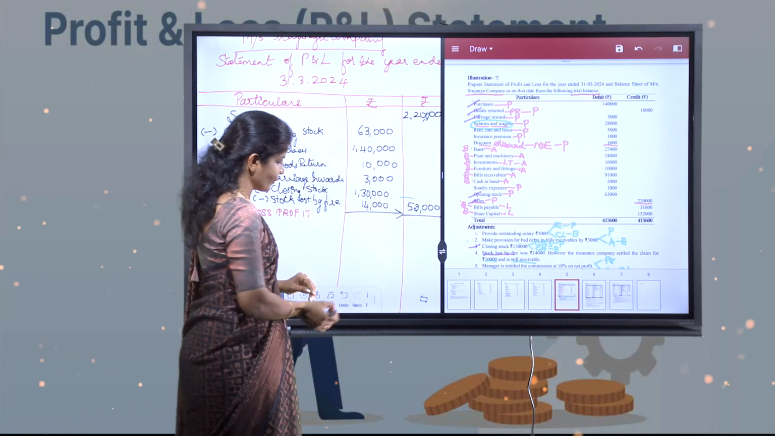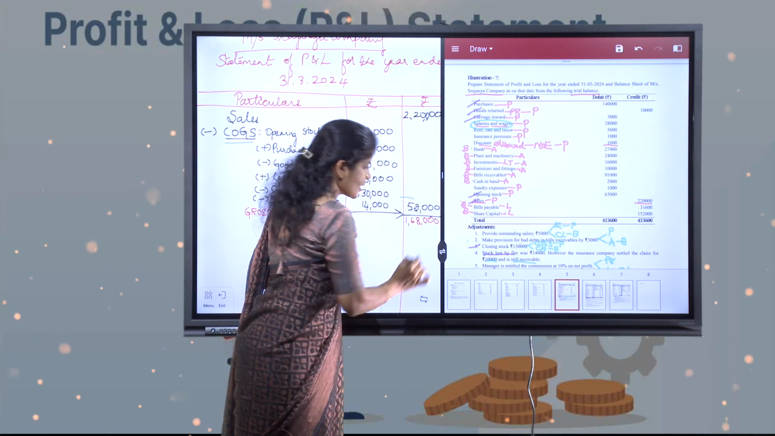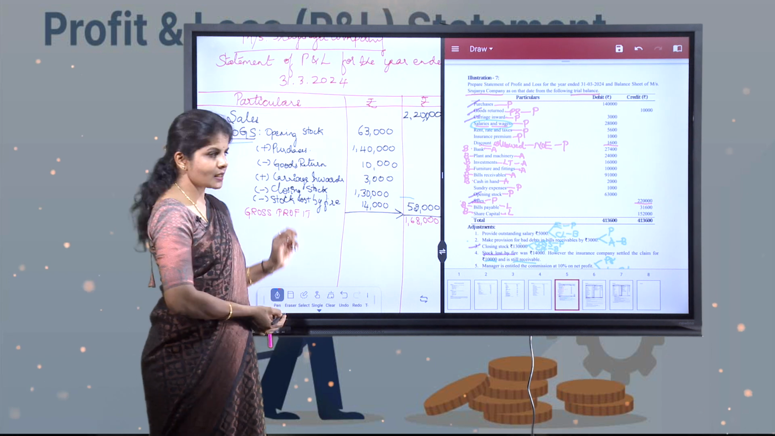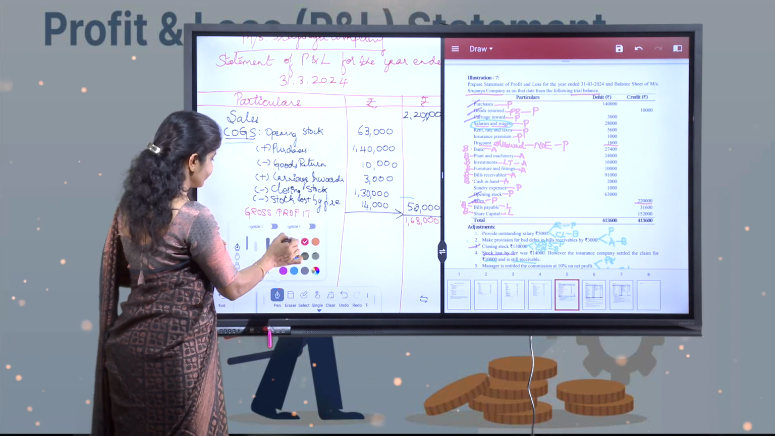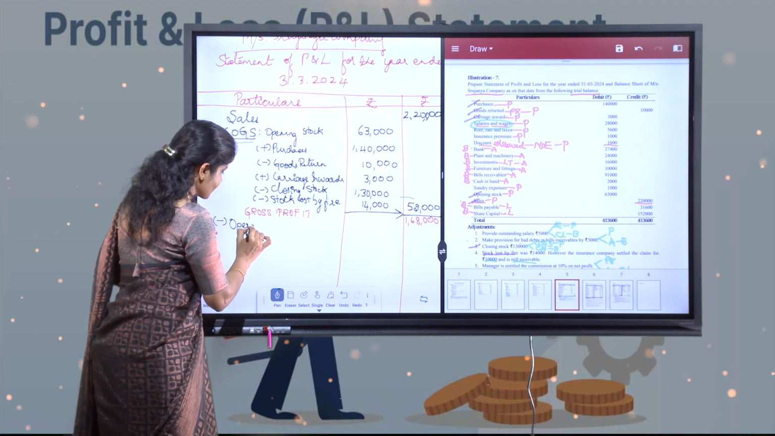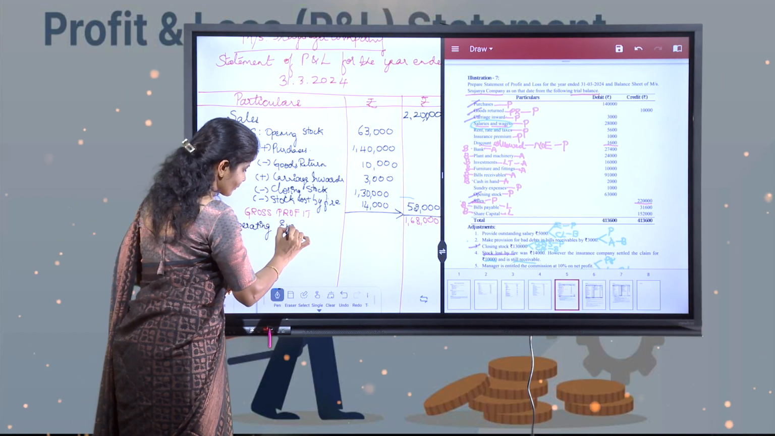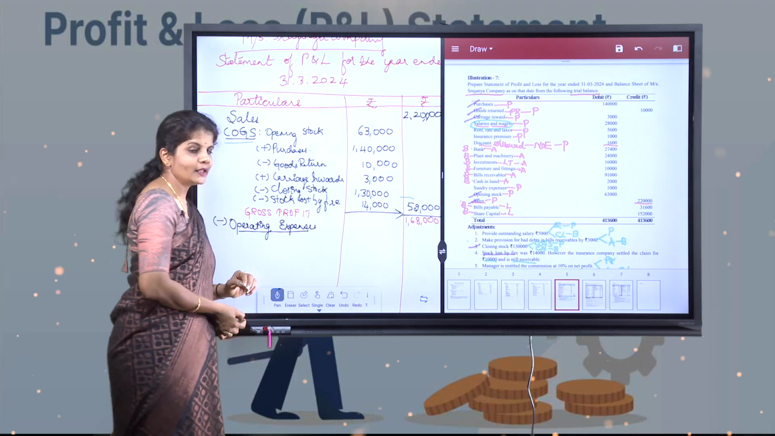How much is the gross profit? Gross profit is 1,68,000. So this 1,68,000 is a gross profit. Now from this we need to deduct operating expenses. Operating expenses should be deducted.